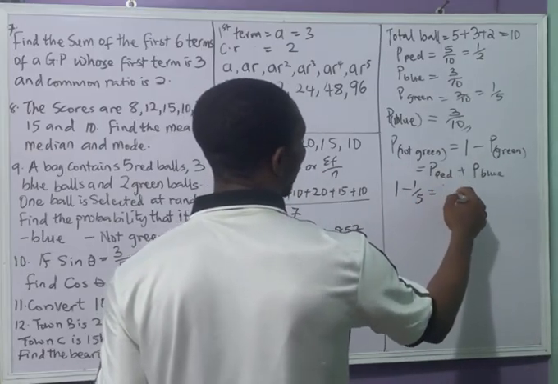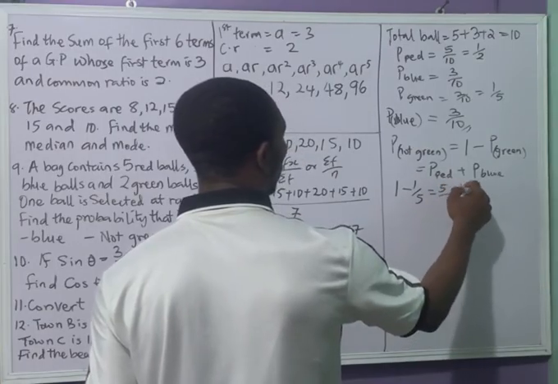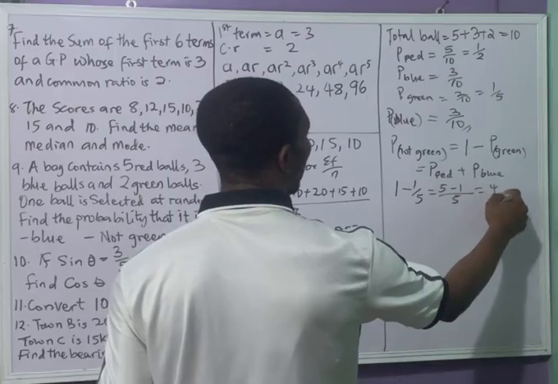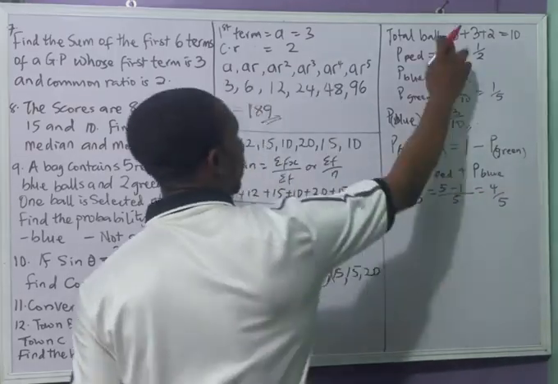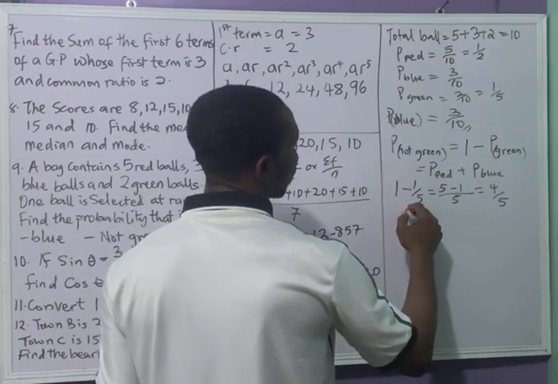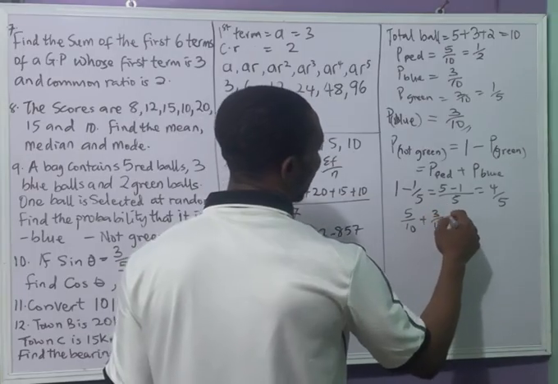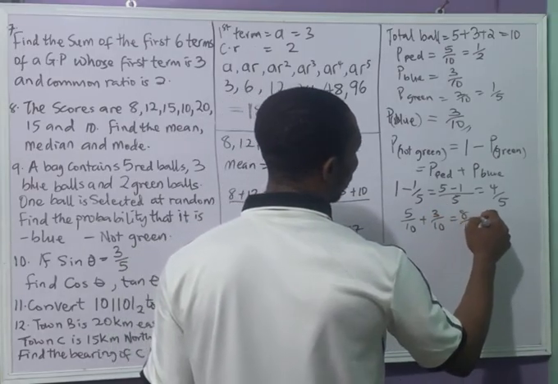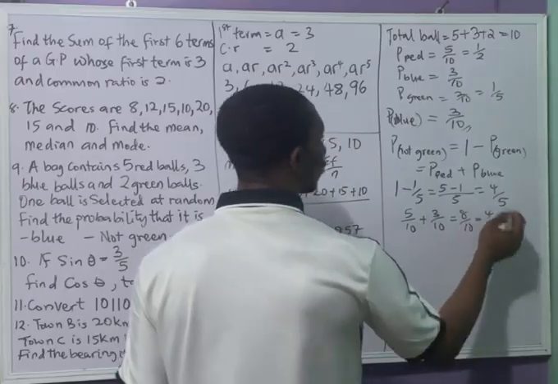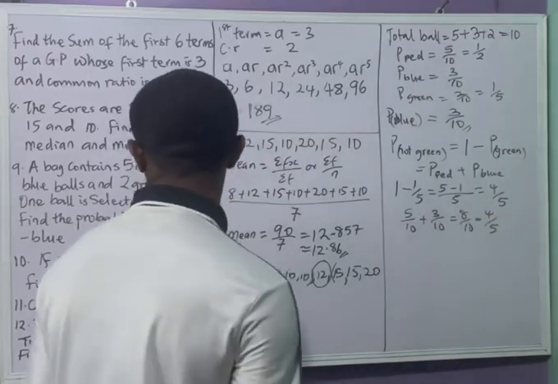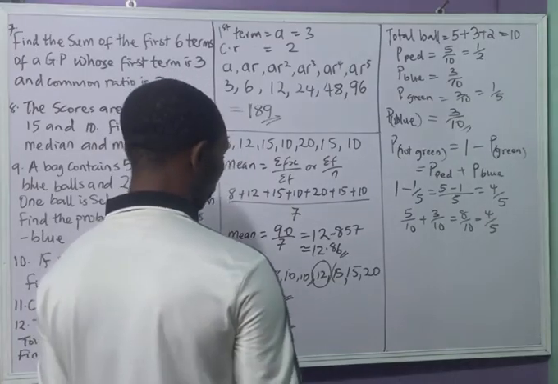So the LCM is 5. This gives us 5 minus 1, which is 4 over 5. Now, if you look at the probability of these two, that is 5 over 10 plus 3 over 10. That gives us 8 over 10, which is 4 over 5. So you see the two would give us the same answer.